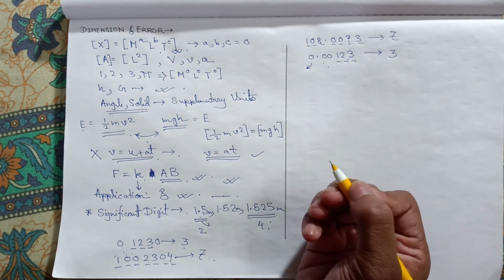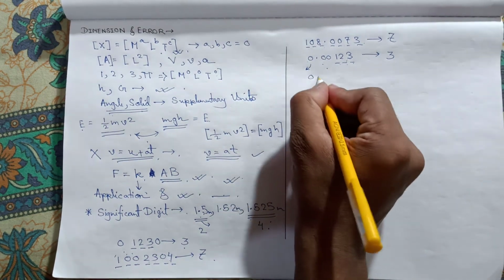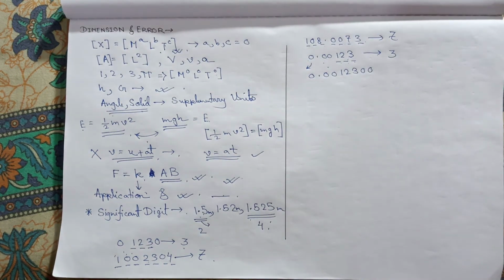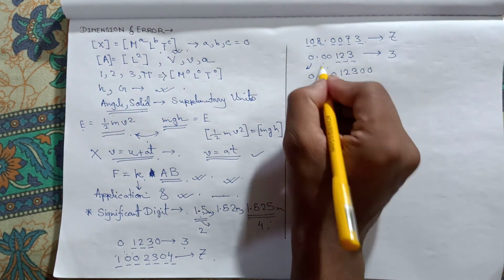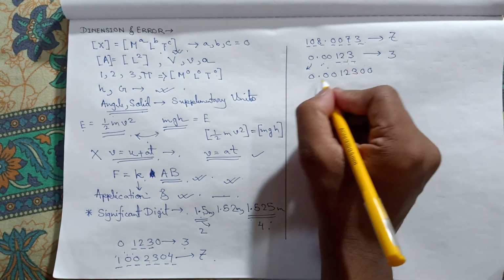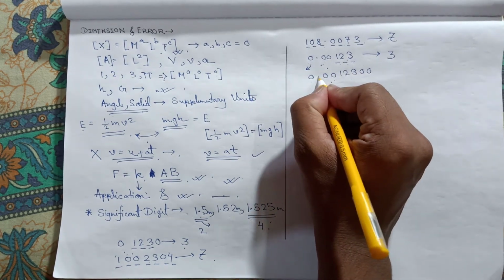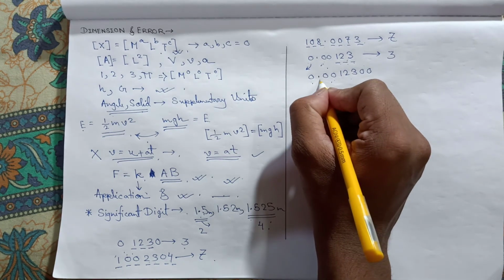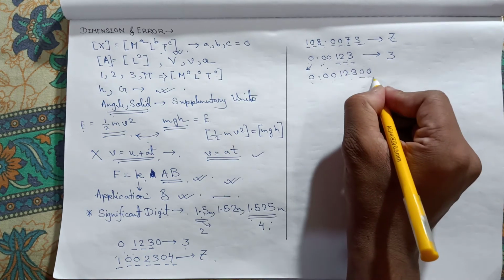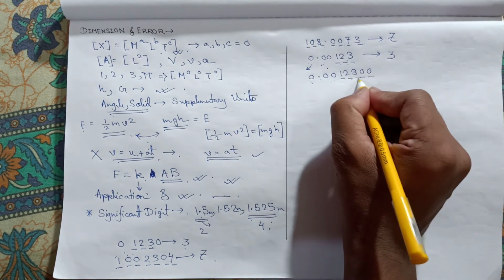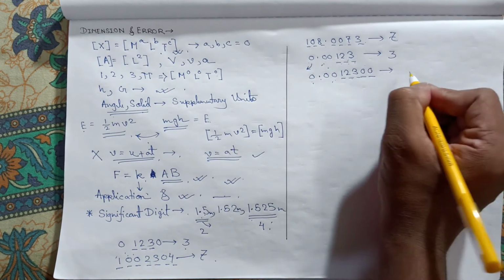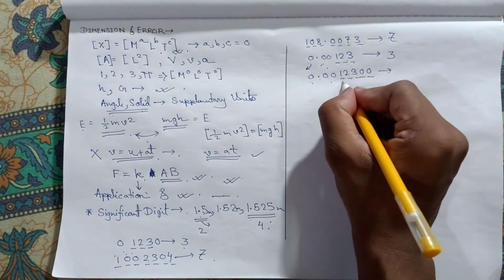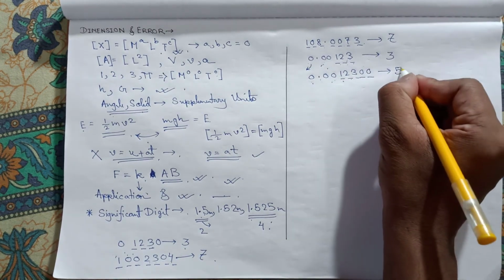But what if such a case appears, like 0.001230 0? As in the previous example we saw that the 0 before a non-zero number in case of a decimal point is insignificant, but in case of a decimal the zeros after the non-zero numbers are significant. That you have to memorize or consider. That is the important part. So here the number of significant figures is 5.